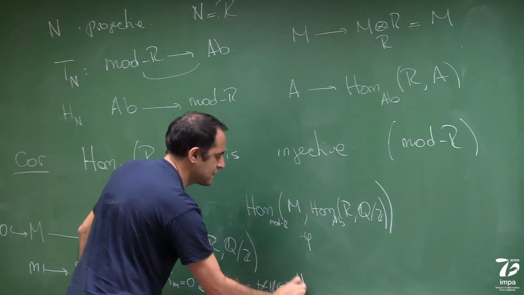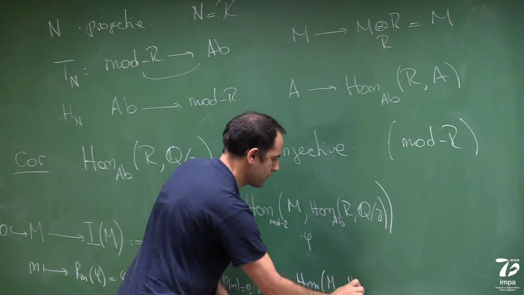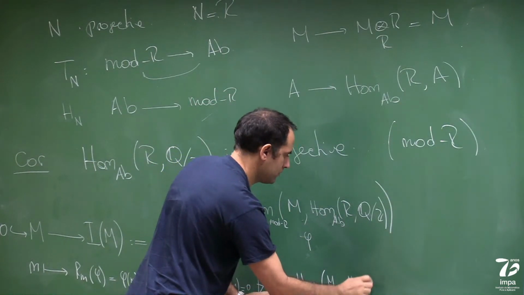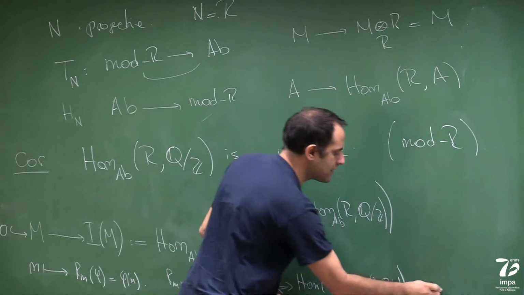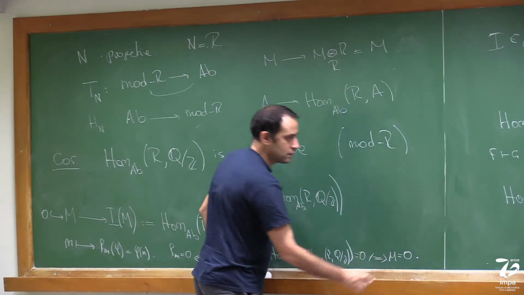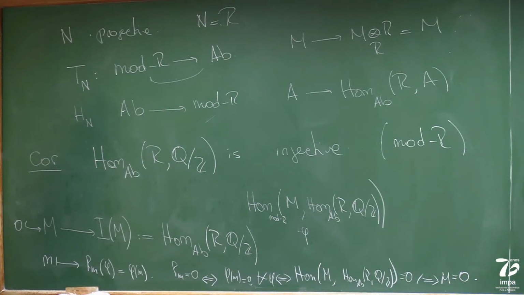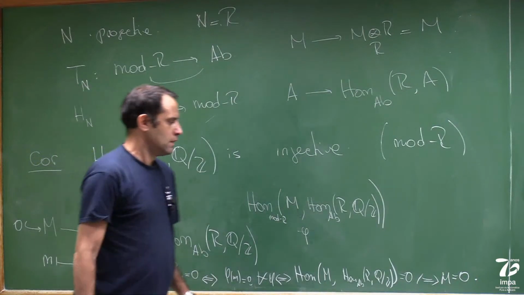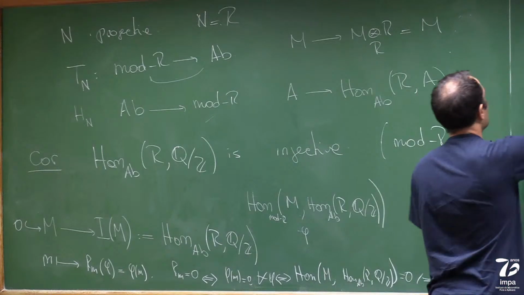And this is if and only if this Hom from M into this guy is equal to 0. And I claim that this is if and only if M is equal to 0. So I'll let you check why that's the same. But it's exactly the same thing that we did for the case R is equal to Z. So that guy is an injection. And this implies that the category of right R modules has enough injectives, and therefore it has injective resolutions.